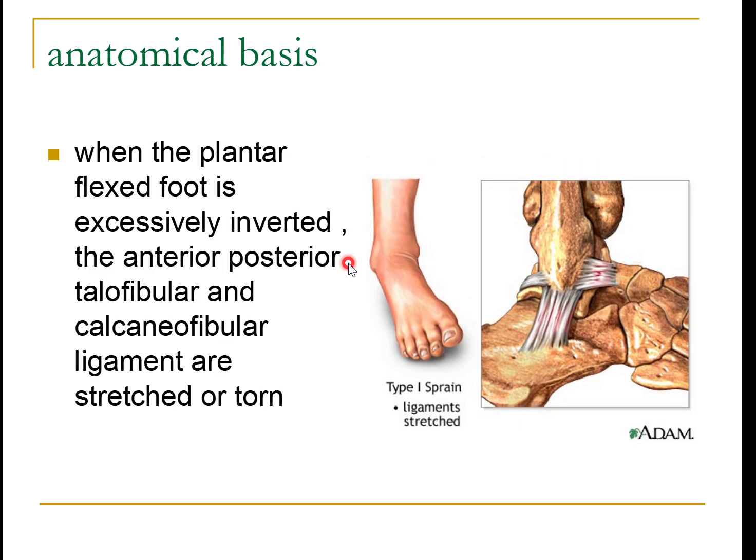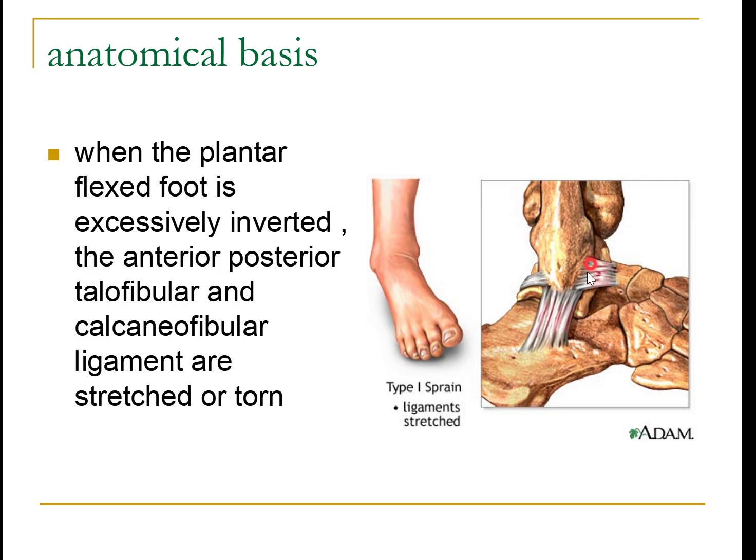So what is the anatomical basis of this? When the plantar flexed foot is excessively inverted, as in case of slipping while playing, the anterior talofibular ligament, posterior talofibular ligament and the calcaneofibular ligament are stretched or torn. So this is the anterior talofibular ligament, this is the posterior talofibular ligament, and this is the calcaneofibular ligament. Now these three ligaments are present on the lateral aspect of the ankle joint.